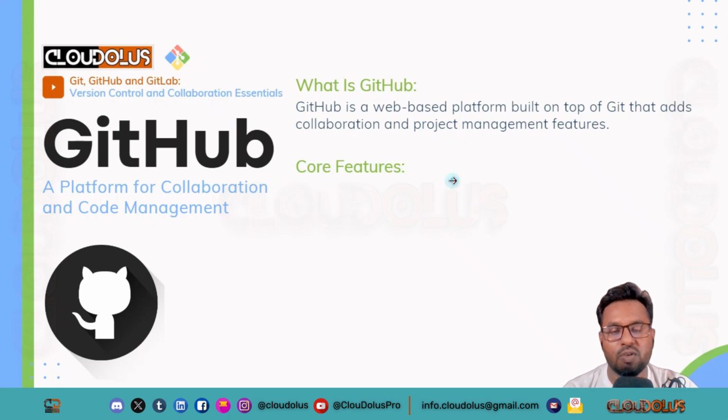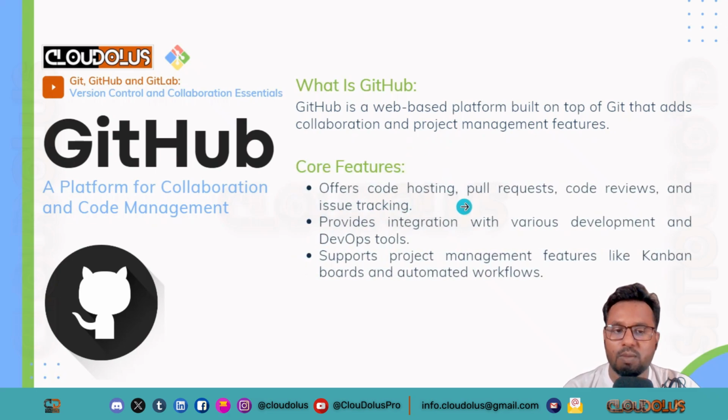Its core features offer code hosting, pull requests, code reviews and issue tracking. These are the features of GitHub, and it provides integration with various development and DevOps tools. It also supports project management features like Kanban boards and workflow automation. These are the core features of GitHub, and now the use cases.